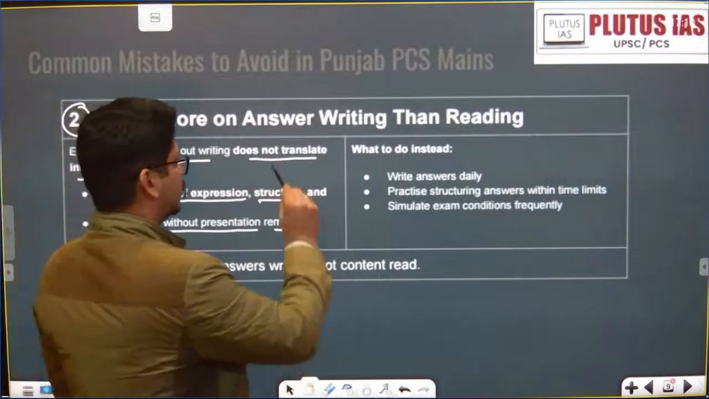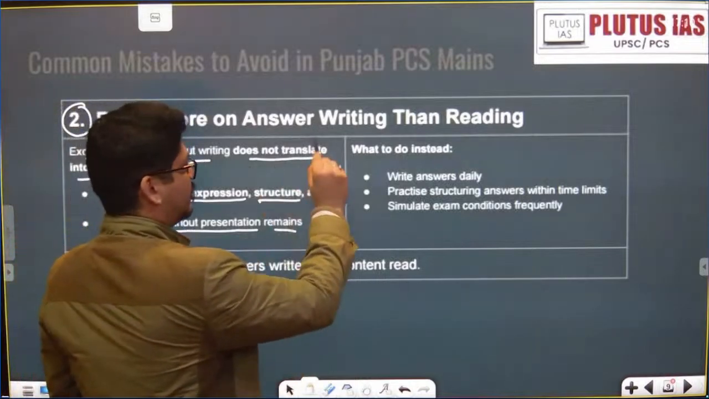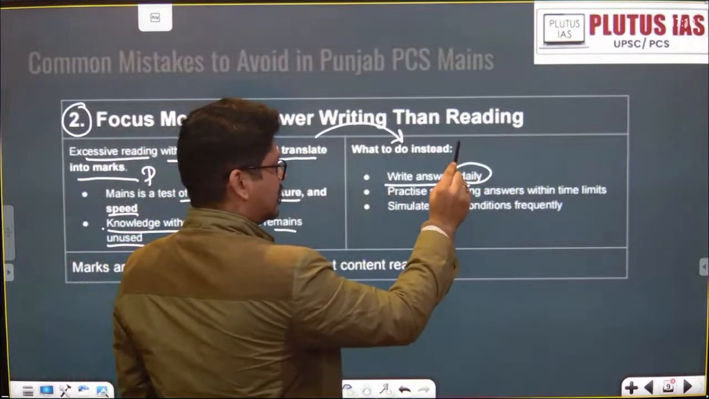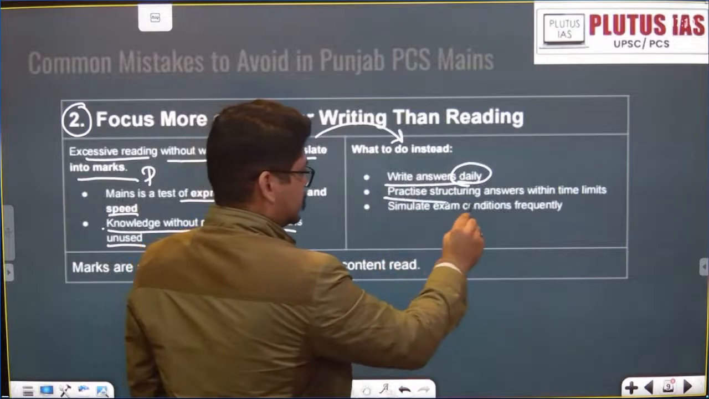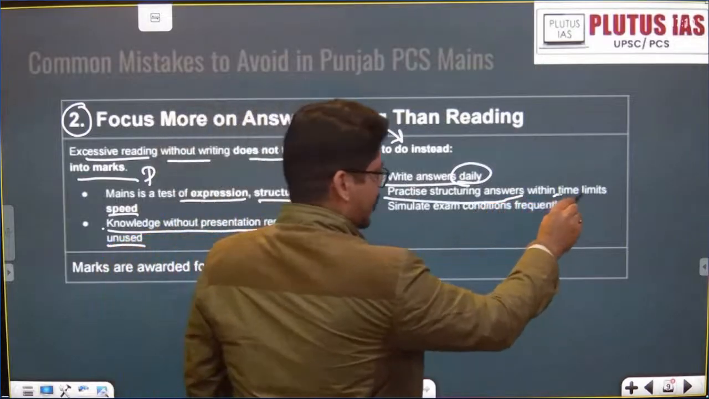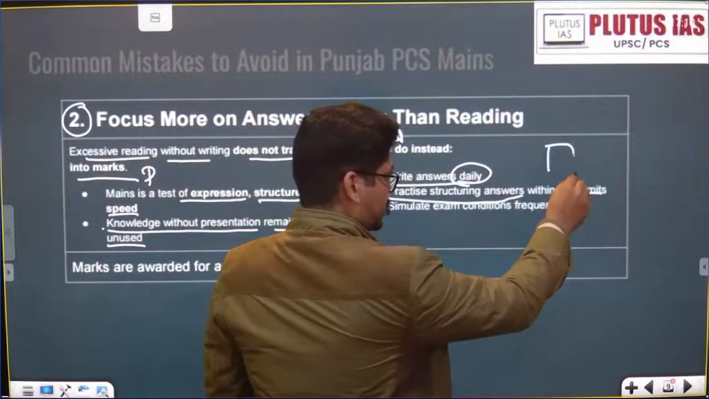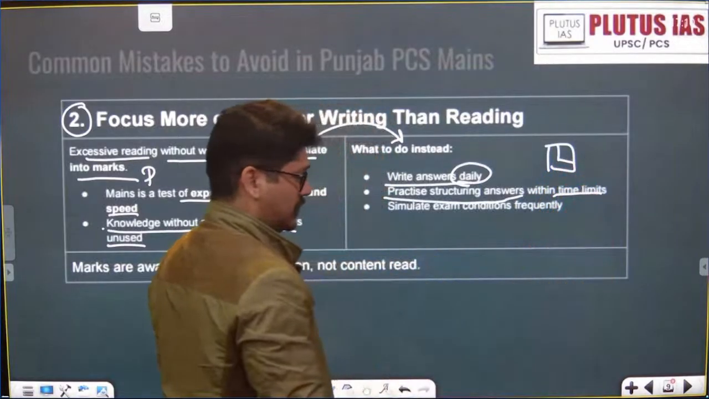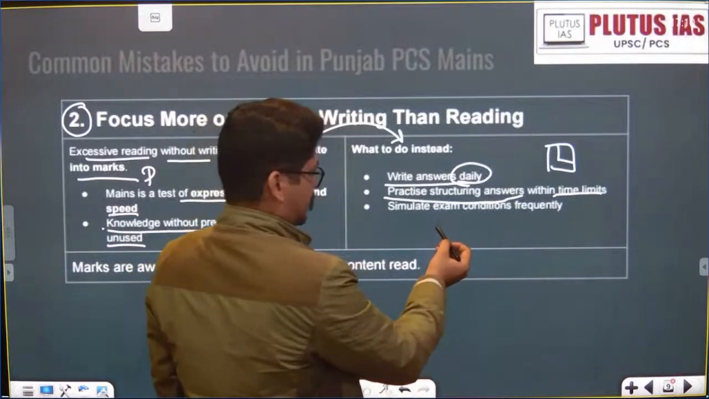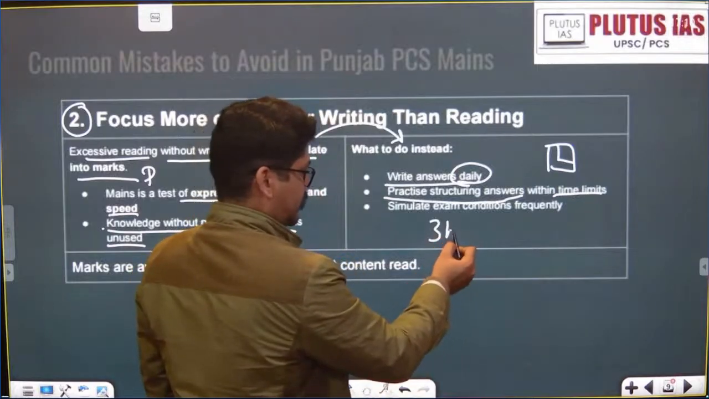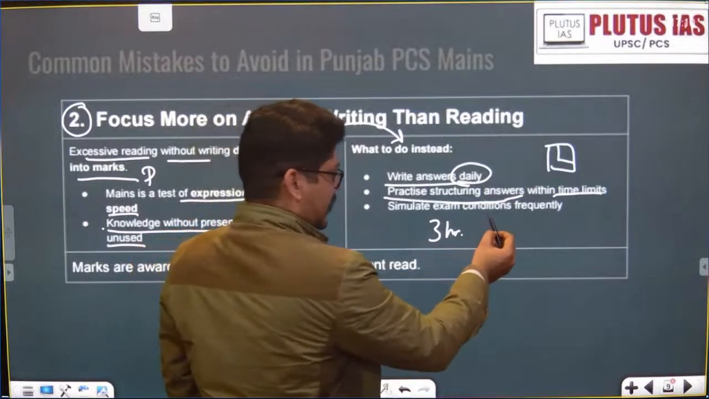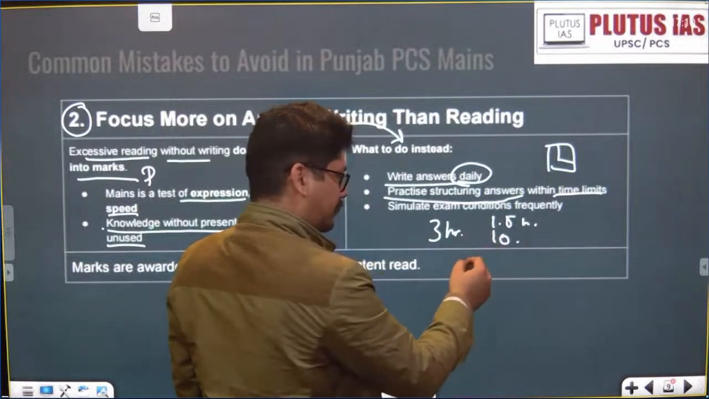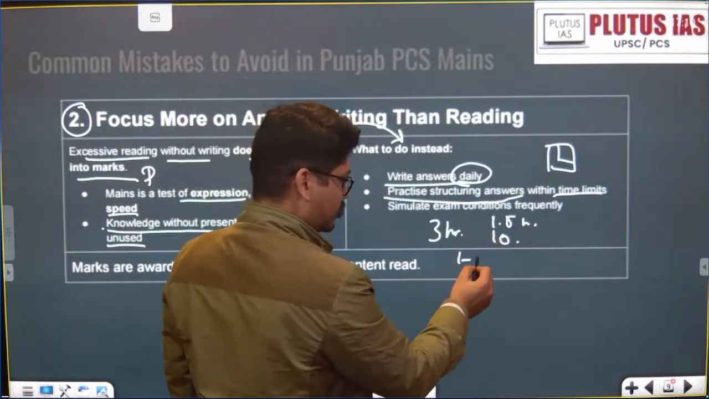Clear? So if not this, then what do you have to do instead? You have to write your answers on a daily basis. Then practice structuring answers with time limits. Have a stopwatch in front of you while writing. Generally, you get 3 hours to write an exam. Start with 1.5 hours. Start with 10 questions at a time, or even less than that. Start with 1 or 2 questions.